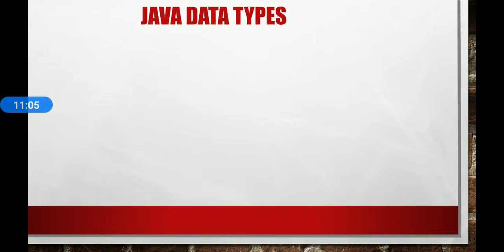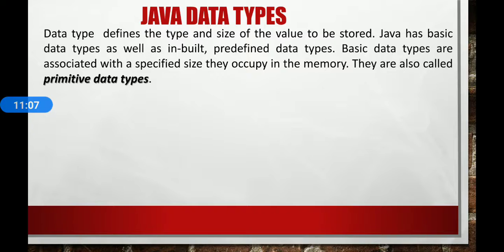The next one, Java data types. Data types define the type and size of the value to be stored. Java has basic data types as well as inbuilt predefined data types. Basic data types are associated with a specified size they occupy in the memory. They are also called primitive data types. Following are the primitive data types in Java.